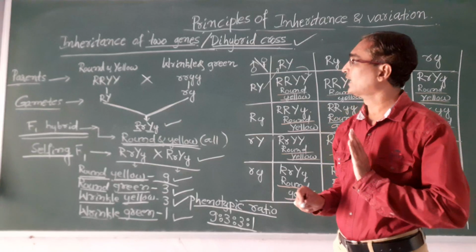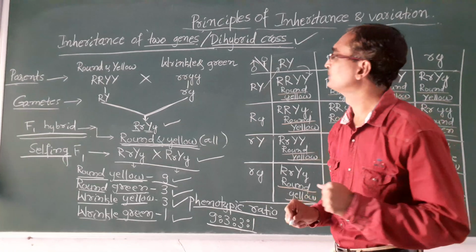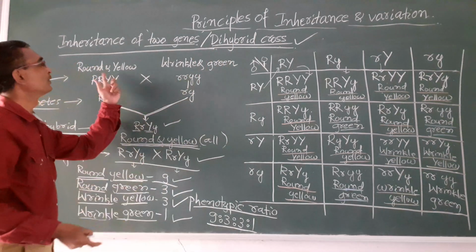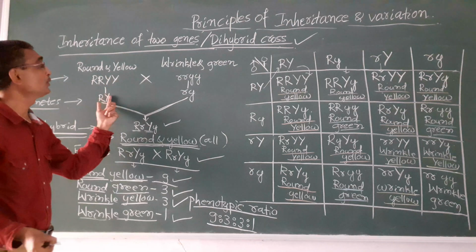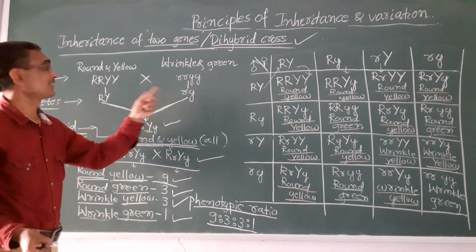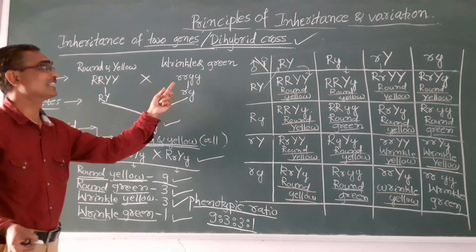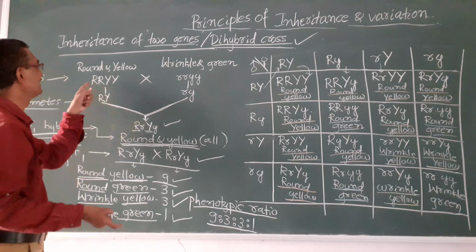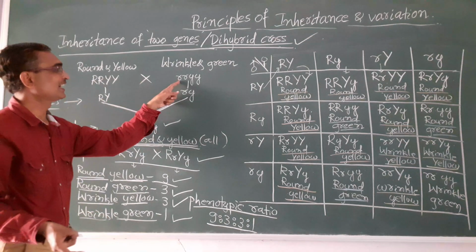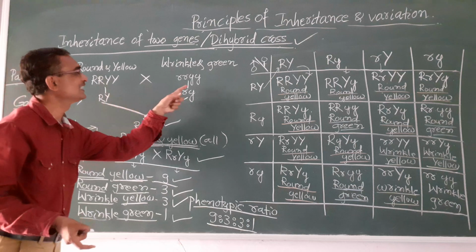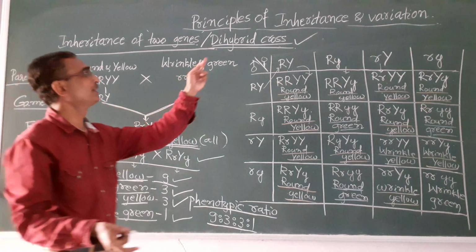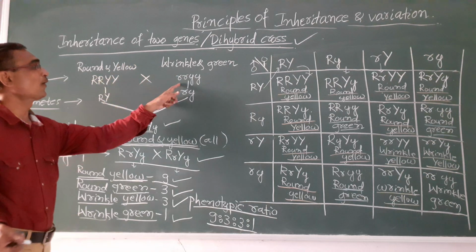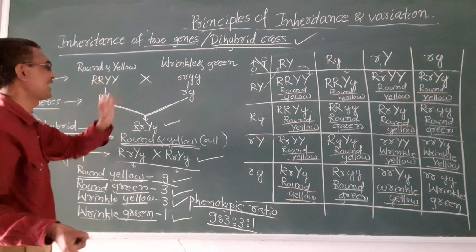So once again I make a recap of the things. A dihybrid cross is a cross made between two plants with two pairs of contrasting characters. One pair, and this is another pair of contrasting characters. Contrasting means opposite. You see here, it is round, it is wrinkled, and it is yellow color, it is green color. So a dihybrid cross is a cross made between two plants with two pairs of contrasting traits or characters.